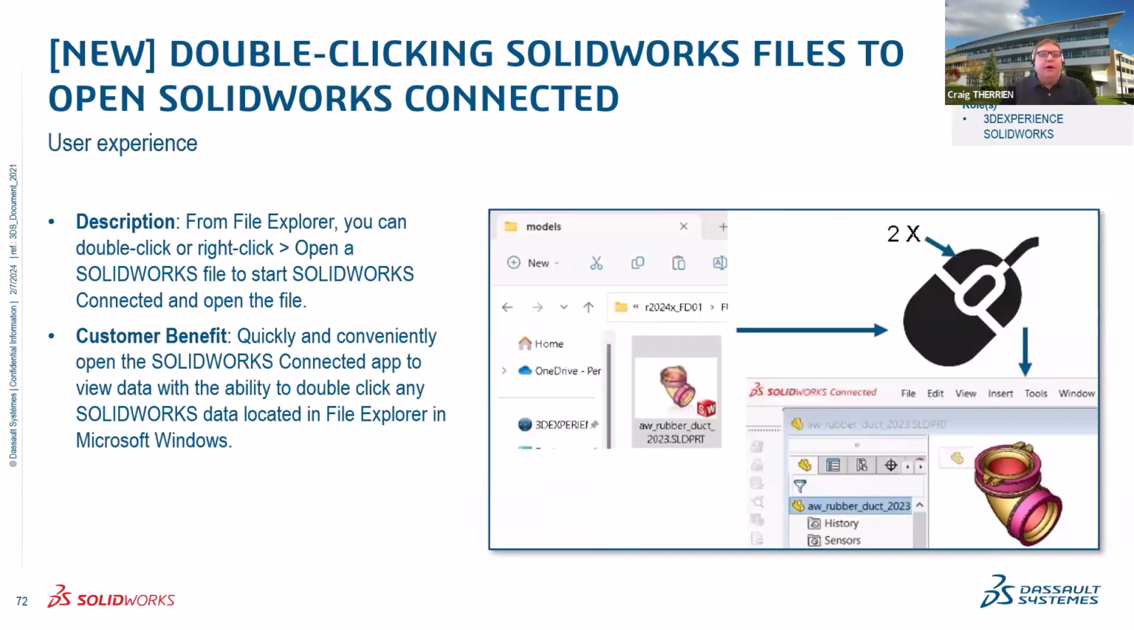When you want to open a part in SOLIDWORKS Connected, you're now able to just double click like you can in desktop, and it will open up the part. Next.